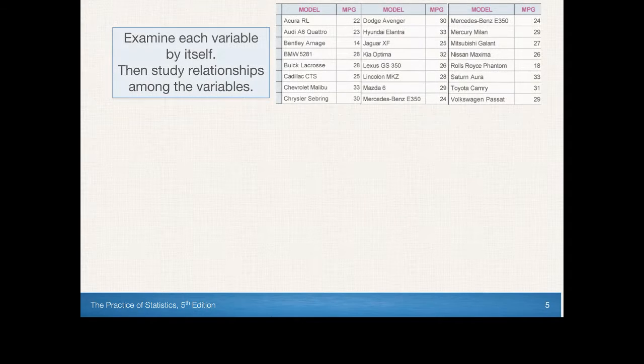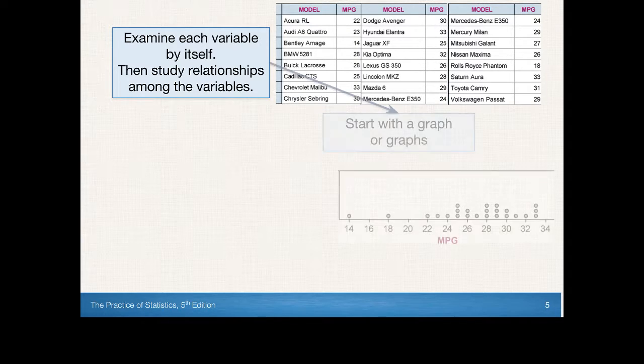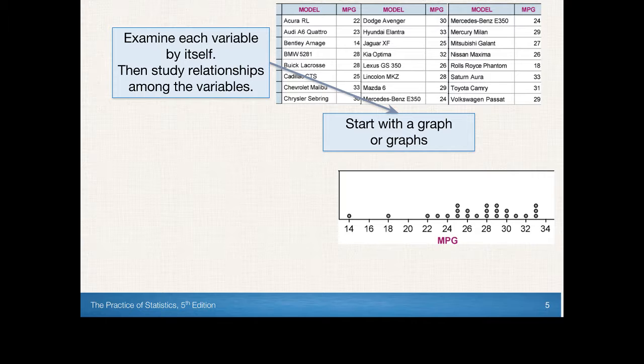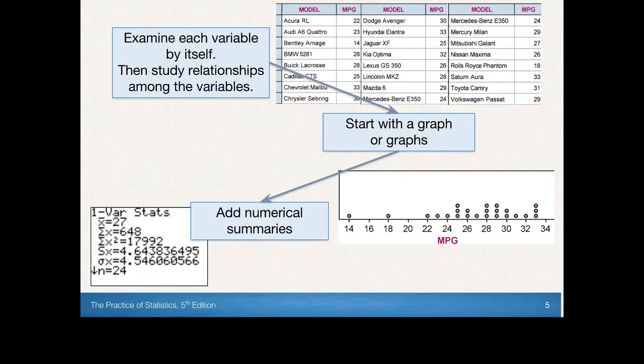We'll then try to explore the data. So we examine each variable by itself, and then we study the relationships amongst the variables. We can start with a graph, like we just made that dot plot, or we could take the data and crunch it through the calculator and get numerical summaries. This is a way we can explore what the data is trying to say.